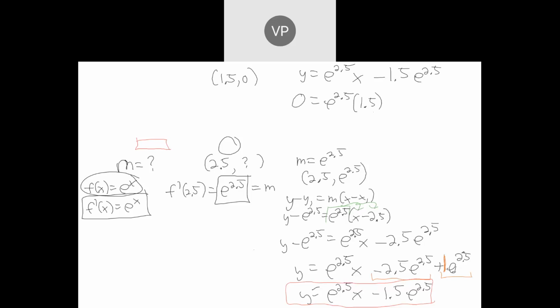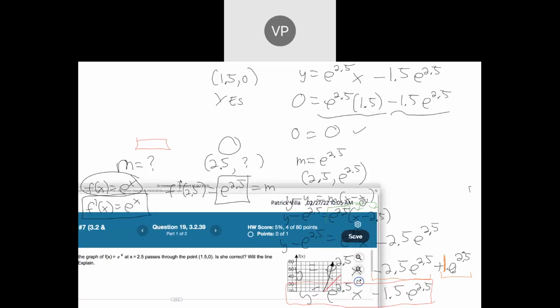I'm replacing x with 1.5. And notice I have a 1.5 e to the 2.5, a minus 1.5 e to the 2.5. We sure in fact get a 0. We confirm that yes, that point's good. Okay? So it was a lot of algebra, a lot of steps to show that, but that was our conclusion. That's what we're trying to figure out here.